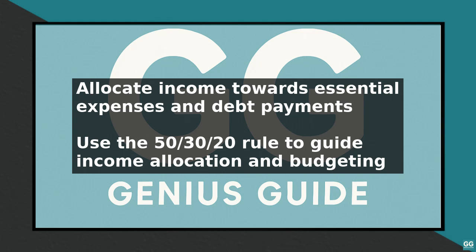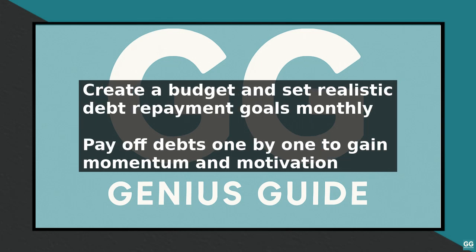As you pay off each debt, use the money to attack the next one on the list. This will create a snowball effect, where you gain momentum and motivation to continue paying off your debts.